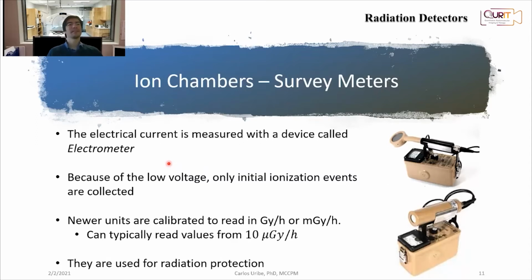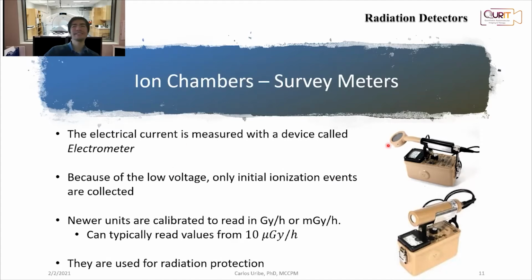Because of the low voltage, only the ionization events caused by the initial radiation that is hitting the chamber are collected. What I mean by this is that this voltage will create ions, but those ions are not going to be energetic enough to create more ionizations. So we're only collecting the ions that come directly from the interaction of that radiation with our gas chamber.